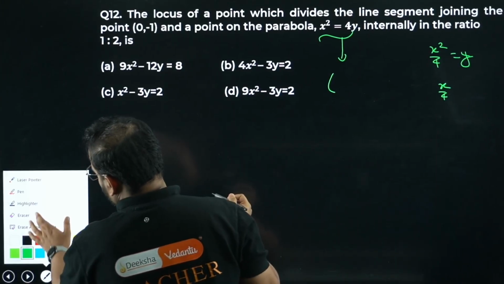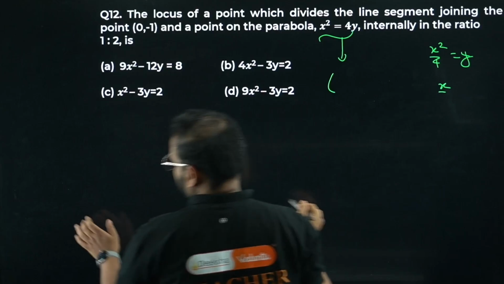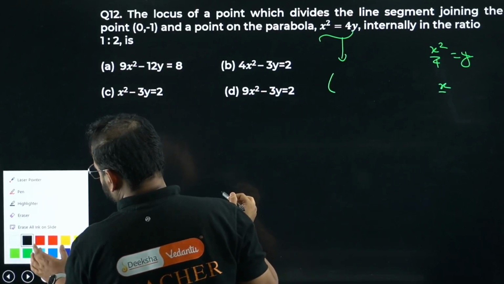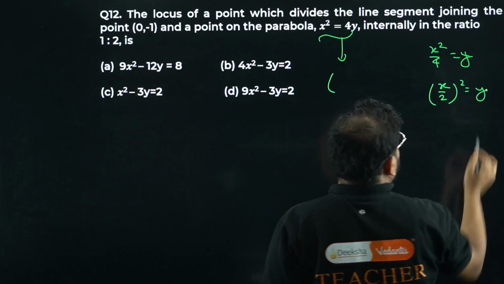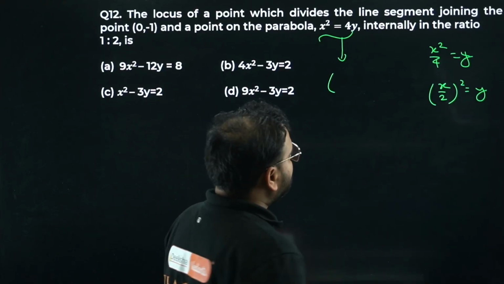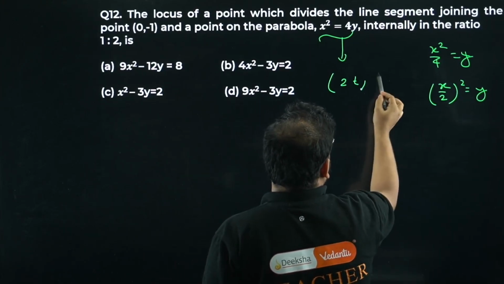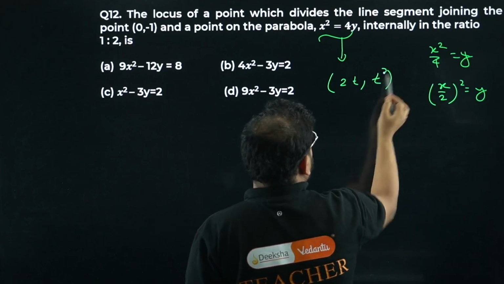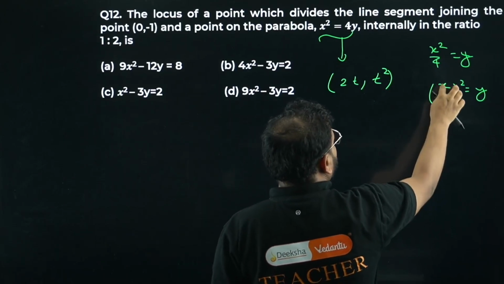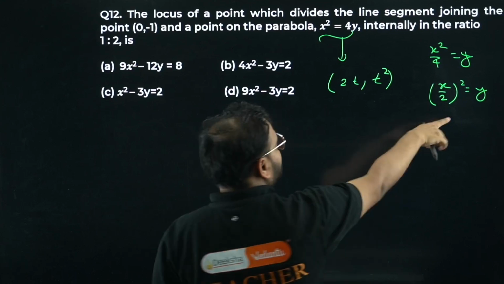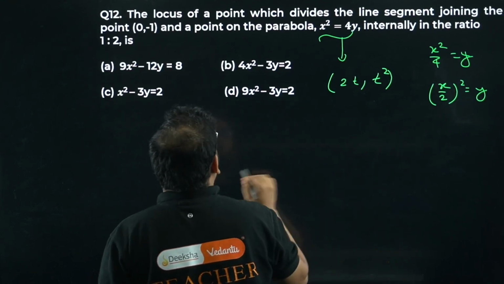Let's write the parametric form over here. x by 2, the whole square as y. So I can write this as 2t and t square. Correct now? Please check. This is the parametric form, any point on the parabola. 2t upon 2 will become t only. y will be t square. Okay, this is the point.